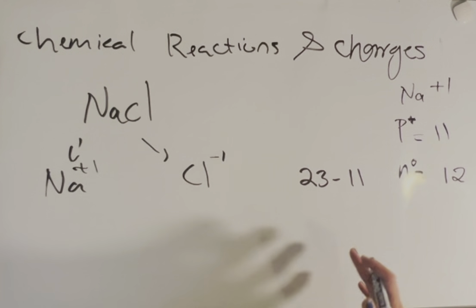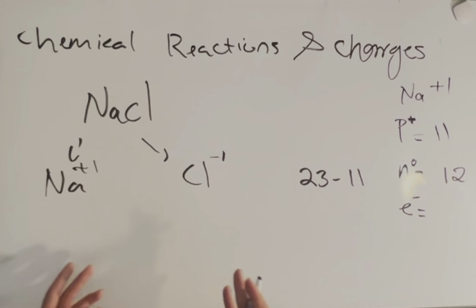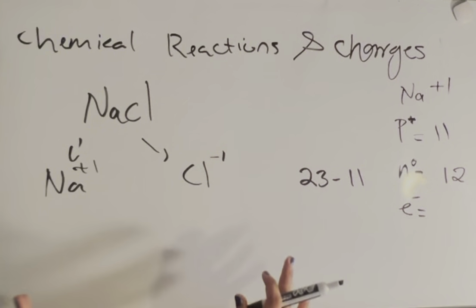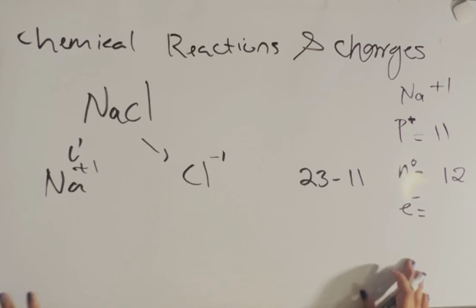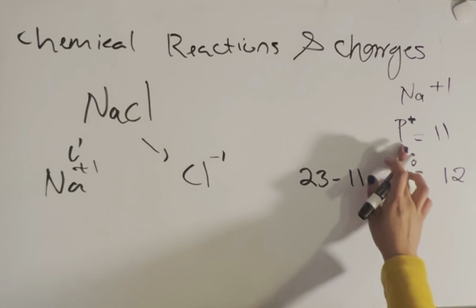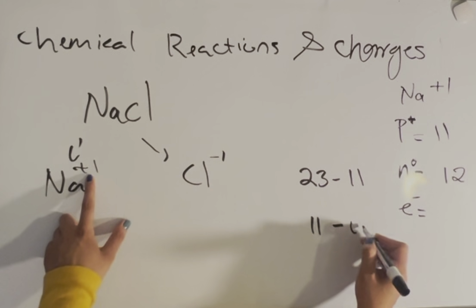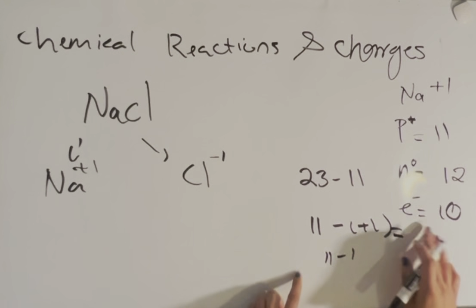Now, how do we find the number of electrons? Because the only thing that changes when a reaction happens is the number of electrons, we have to be careful with them. There's a really good shortcut for this, and I'm just going to give you the shortcut, because if I over-explain something, I'm sure you will get confused. The shortcut is the number of protons minus the charge. The number of protons we have is 11, minus the charge, which is plus 1. 11 minus 1 gives us 10, which means the number of electrons should be 10.